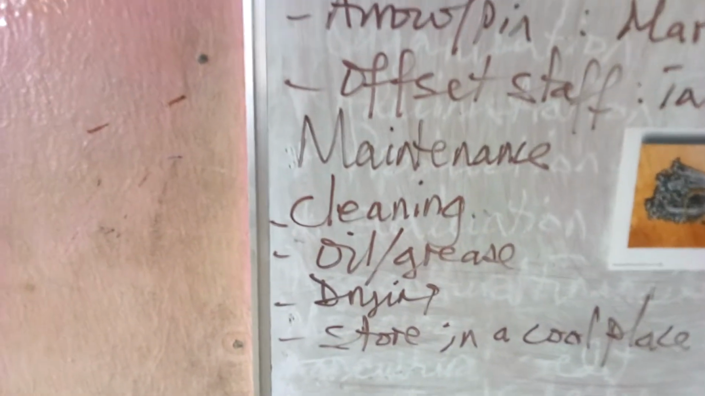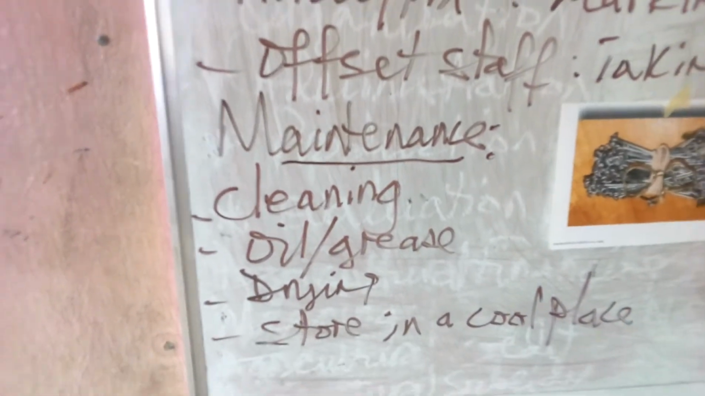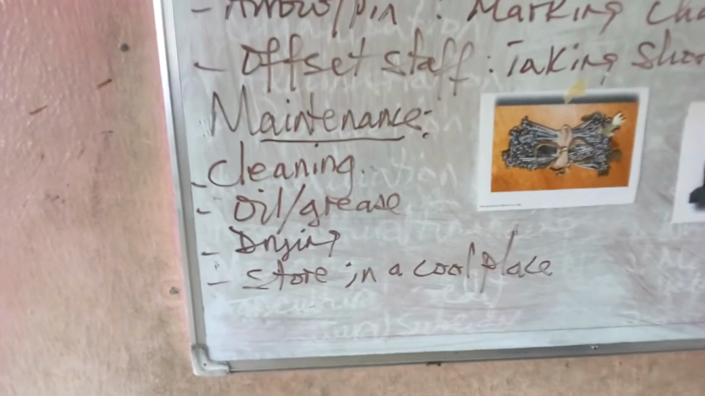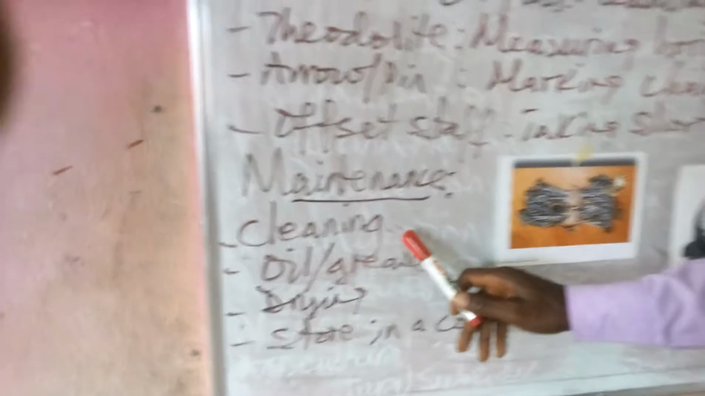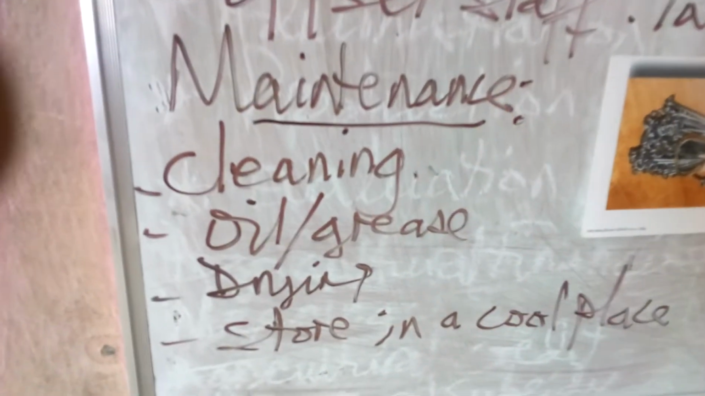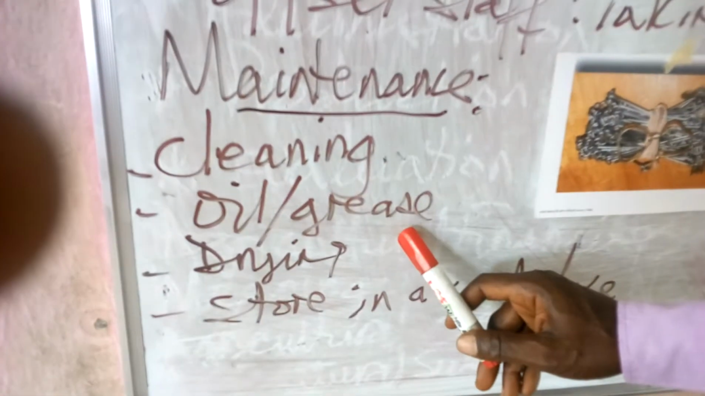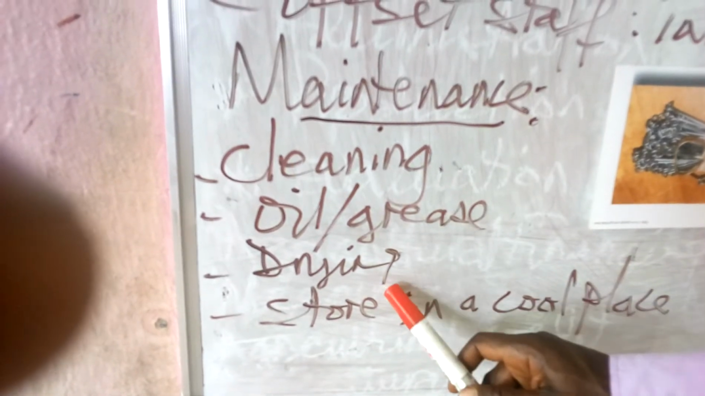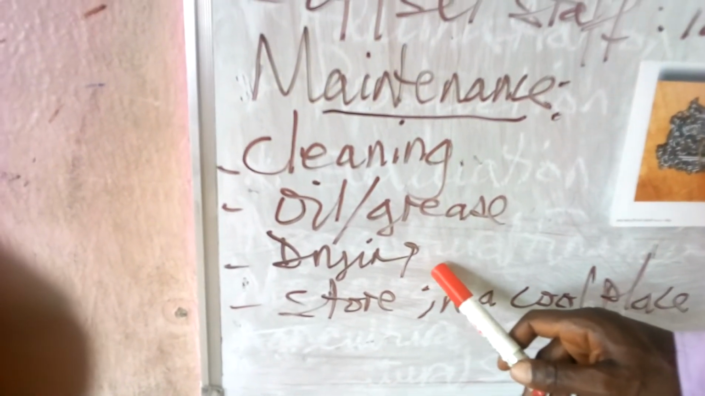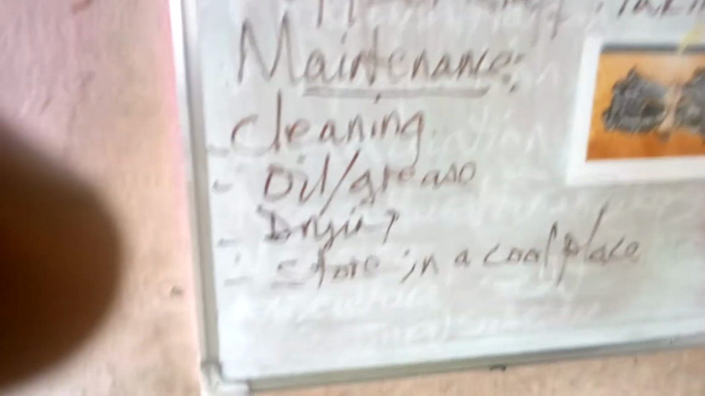Then we have a very poor maintenance culture in Africa. So we need to know how to maintain this equipment because without maintenance, they will not have a long lifespan. So you maintain them by cleaning them after use, clean them very well before storage, then oil and grease those that have joints that need to be lubricated. Then you dry them, make sure they are dry before storing them, and then store in a cool place so that they will not be damaged.